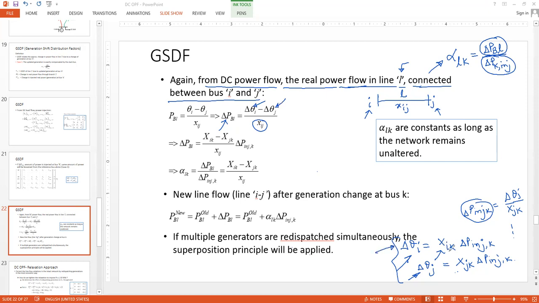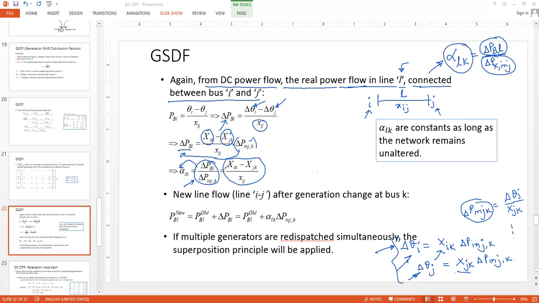What is del theta I? Xik del P injected K. So Xik del P injected K minus del theta j. What is del theta j? Xjk into del P injected K, divided by Xij as it is. So now you see we can simply relate del PBL divided by del P injected K. That is nothing but simply this part, Xik minus Xjk by Xij. And this ratio is nothing but our required GSDF.